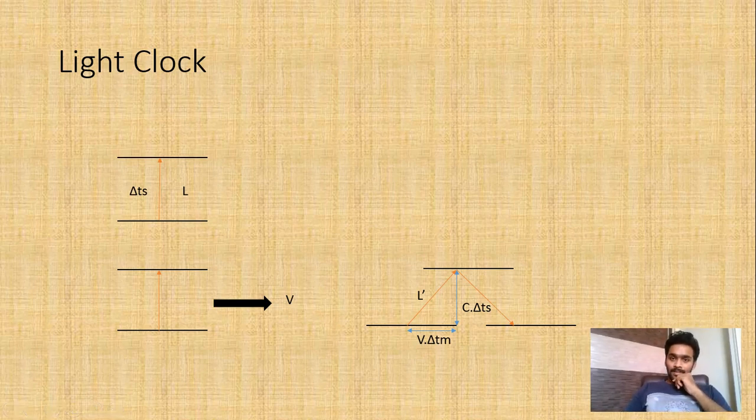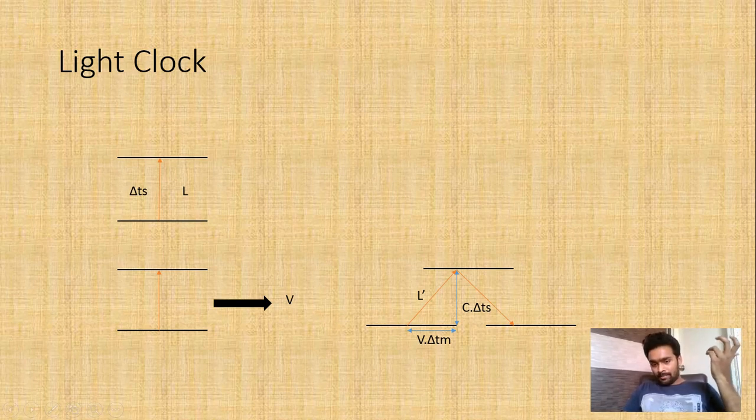Okay. So let us suppose in the stationary clock, the time taken by the photon to travel from this mirror to that mirror is delta Ts. The subscript S is for stationary clock. And here, when the light beam travels from this mirror to this mirror, it takes time delta Tm. M is for moving clock. Okay. So I can use some of the basic mathematics here.